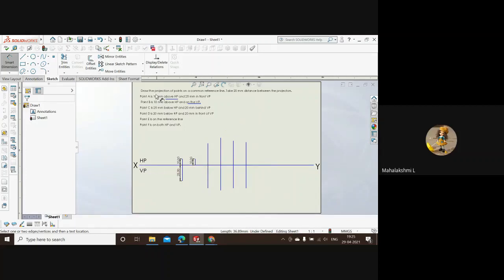And then the next point is 25 mm below HP. So the projection on the horizontal plane will be below the XY line. And here in the question, it is 25 mm.